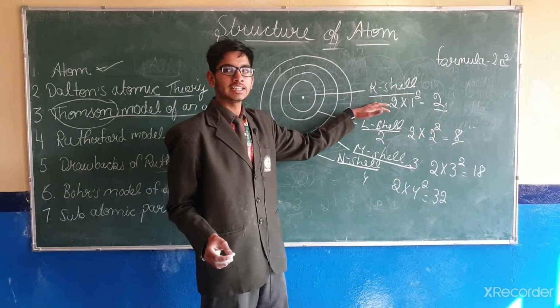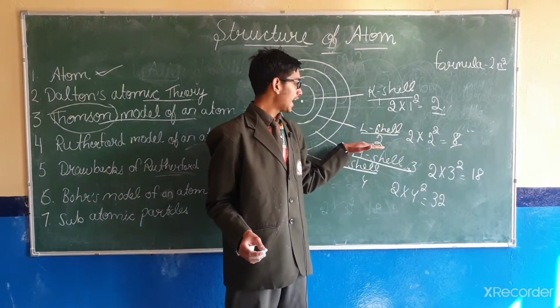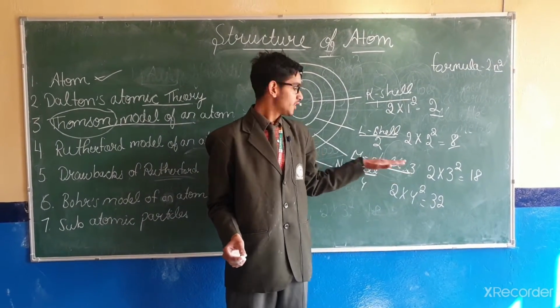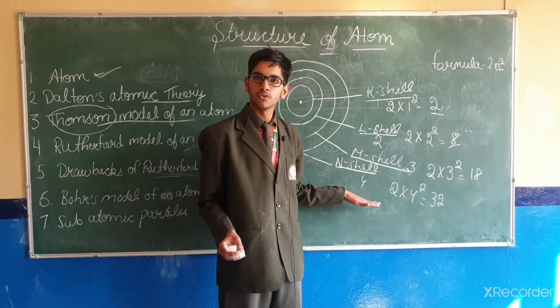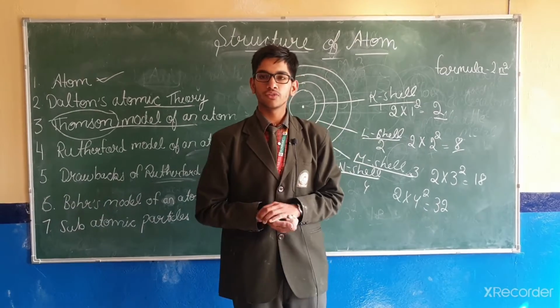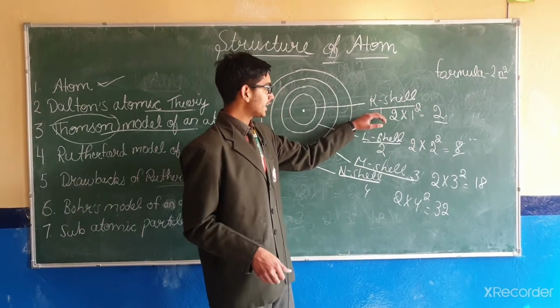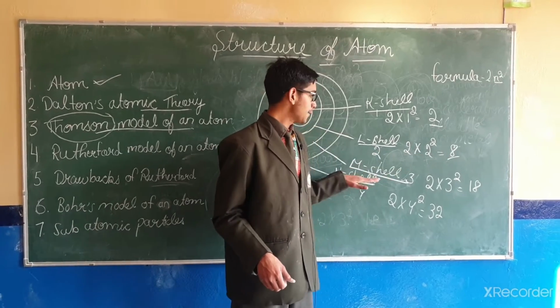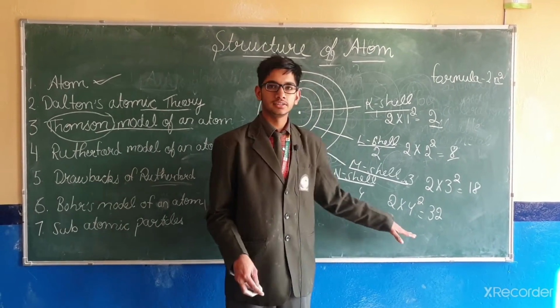Again, in K shell, the value of n is 1. In L shell, value of n is 2. In M shell, the value of n is 3. In N shell, the value of n is 4. By using this formula, we have found the various number of electrons in various shells. In K shell, there can be only 2 electrons. In L shell, 8, M shell, 18 and N shell, 32.